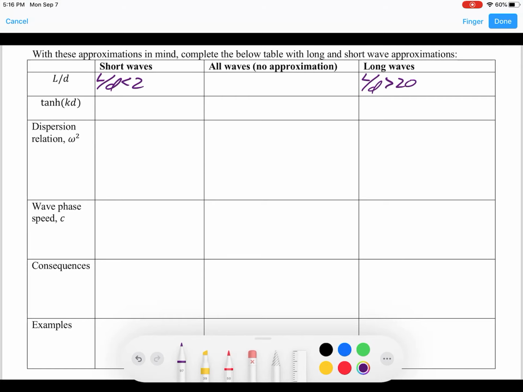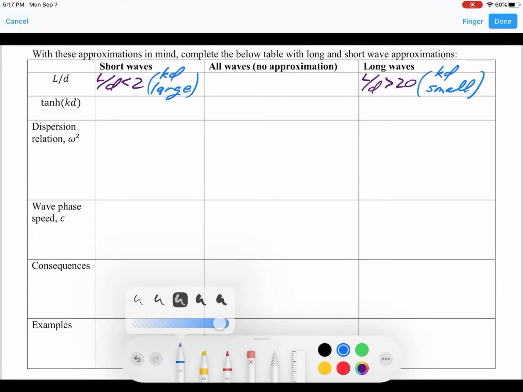In terms of the parameter KD, which is what the hyperbolic tangent cares about in the dispersion relation, KD is going to be large for short waves, and similarly for long waves, KD will be small. Okay, that's just converting L over D to KD. All right, so let's look at the limits of the hyperbolic function. That's really the beauty of this classification here.